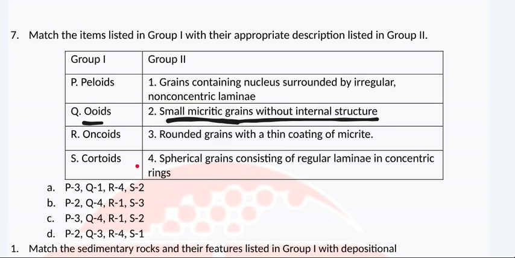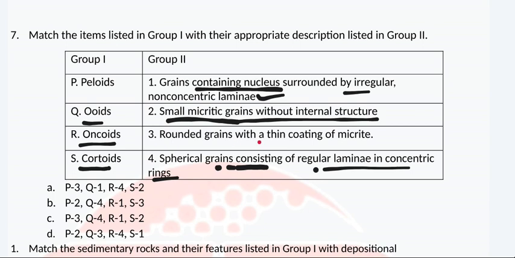Then ooids, these are spherical grains consisting of regular laminae in concentric rings. Then oncoids, grains containing a nucleus surrounded by irregular non-concentric laminae. Then coated grains, these are rounded grains with a thin coating of micrite. So pellet, it will be 3, P3, Q4. So this should be your answer. R1, S2. R1, S3.